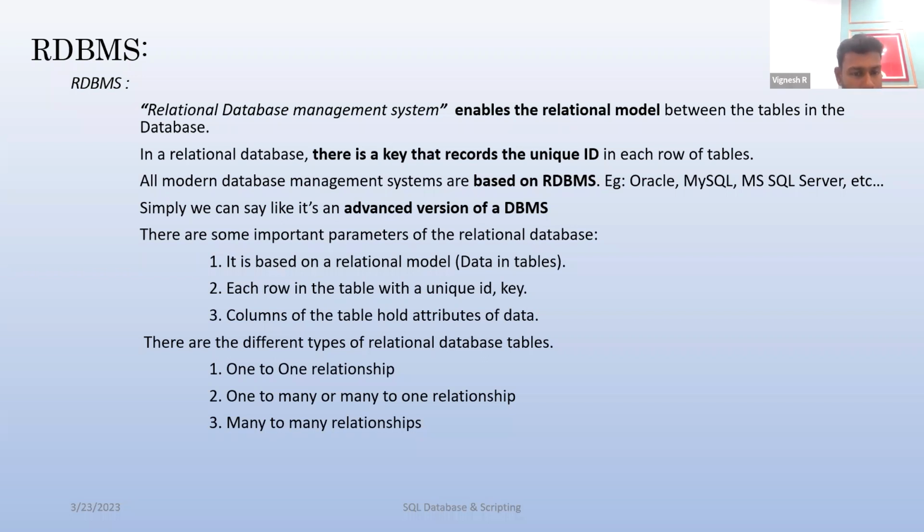The major difference in relational database tables is the relationships. One-to-one: if there are two tables, only one key relationship between the tables. Then one-to-many and many-to-one. One-to-many, in a sense, means table A has one relation and table B has many relations. Vice versa is many-to-one. And many-to-many means both tables have many relationships. How we can map and relate table to table, we will discuss in the SQL concept in the coming slides.